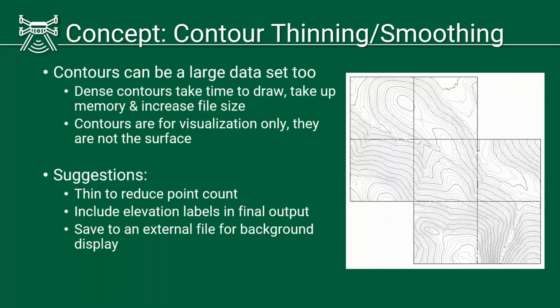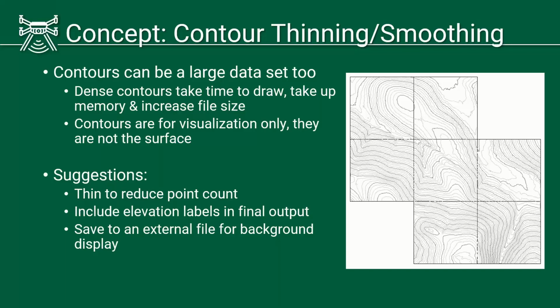The final one, which is probably one of the most significant of all the concepts I'm introducing here, and we see this all the time in support tickets, is the idea of contours. Contours themselves, when you generate them, can be really large data sets. Dense contours contain tons and tons of points. They take time to draw, they take your memory, and they significantly increase your file size. And it's really worth mentioning that contours do not represent your surface. They're just there for visualization. That surface is your underlying TIN model. So when we add contours on top of it, we're not modifying our surface, we're just giving ourselves something for visualization.